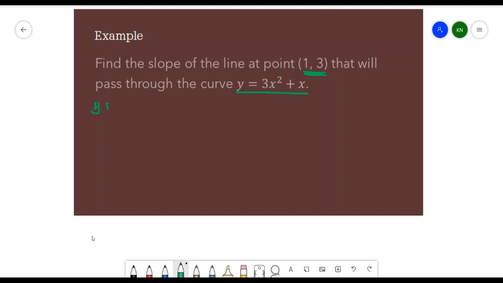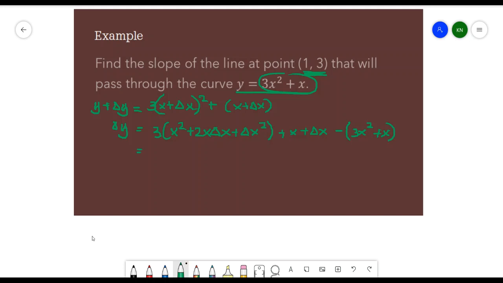So we have y + Δy = 3(x + Δx)². We also have + (x + Δx). And then, isolating the Δy, we have 3x² + 6xΔx + 3Δx² + x + Δx minus our y, which is this one, 3x² + x.